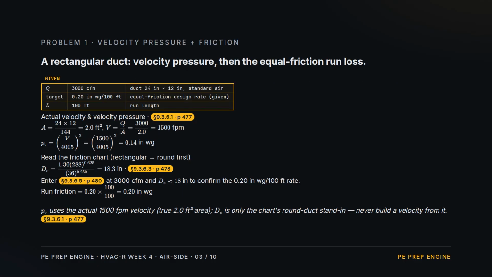Problem 1. A duct. Area is 2 square feet, so velocity is flow over area, 1,500 feet per minute. Velocity pressure from the standard air form is about 1/1400ths of an inch. To use the friction chart on a rectangular duct, first convert to the equivalent round diameter, about 18 inches. Then enter the chart at the flow in that diameter to land on the 0.20 design rate. Over a 100-foot run, that's 2/10ths of an inch of friction. One trap. Velocity pressure uses the actual duct velocity, not a velocity built from the equivalent diameter.